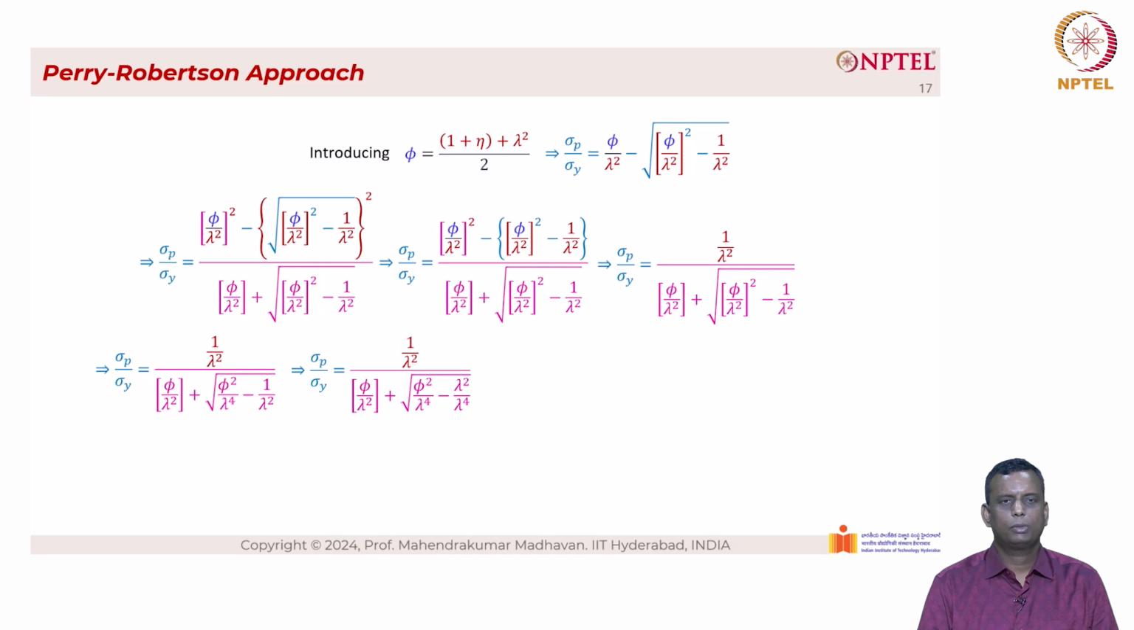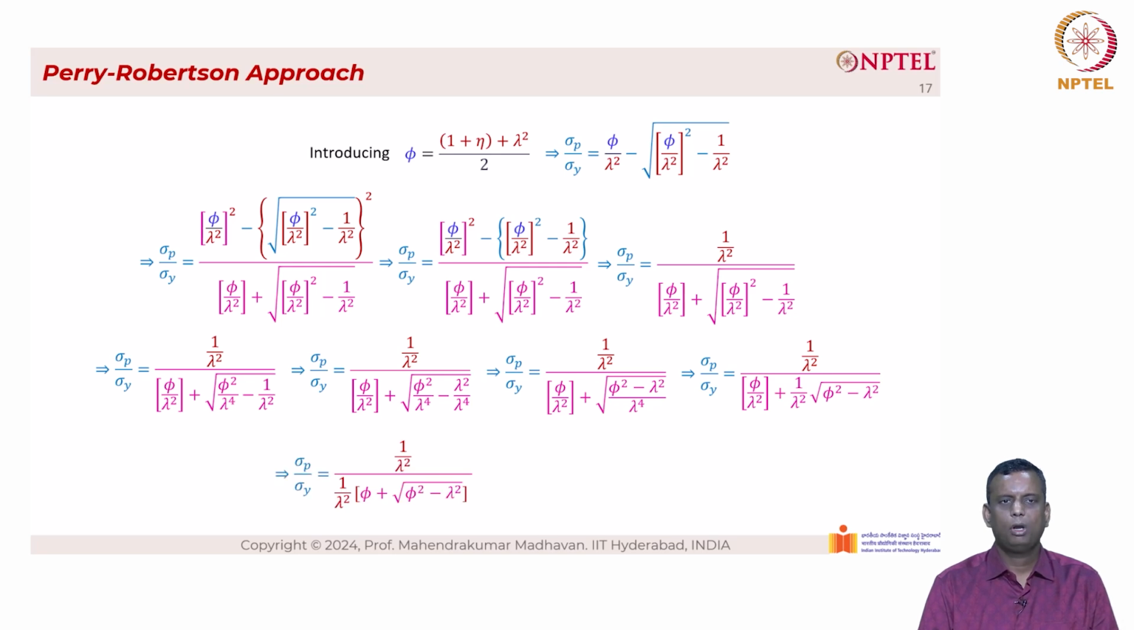We take 1/λ² common, we have σ_P/σ_y equal to 1/λ² divided by φ/λ² plus the root of φ²/λ⁴ minus λ²/λ⁴. We have basically multiplied and divided by λ² in the previous equation so that we can take λ⁴ outside, and hence we have this equation here, which is further simplified. We now can conveniently take 1/λ² from the numerator as well as the denominator, and we get this boiled down equation, which is σ_P/σ_y equal to 1 by φ plus the root of φ² minus λ².